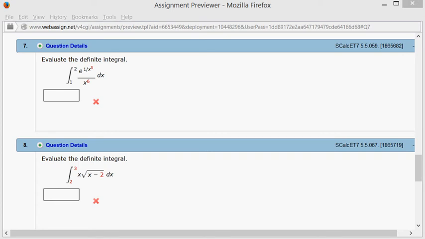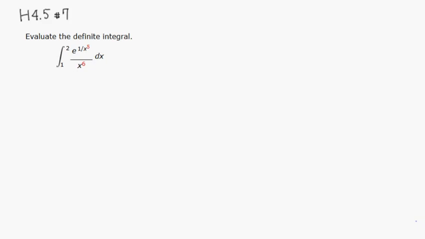Alright, let's go to homework 4.5, problem number 7. Let's use substitution to evaluate this definite integral. So let's do that. It looks like we're going to use substitution.